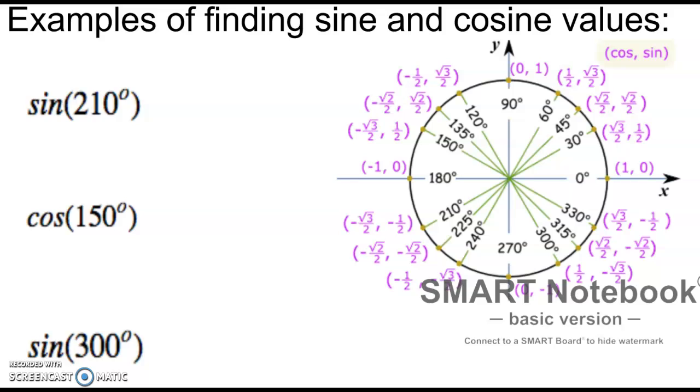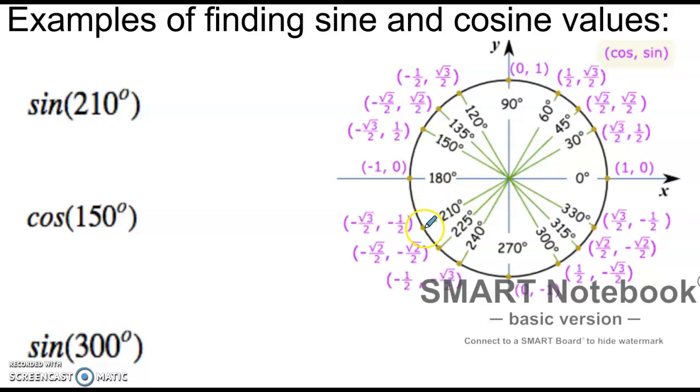All right, so let's look at some examples of how we would use the unit circle to help us find answers. So if we wanted to find the sine of 210, first thing you need to do is locate where 210 degrees is. Now, if you haven't filled in the degrees on your unit circle, that's a very handy thing to do. So take a second right now, fill in the degrees on your unit circle. But on this one here, we can see that 210 degrees is right here.